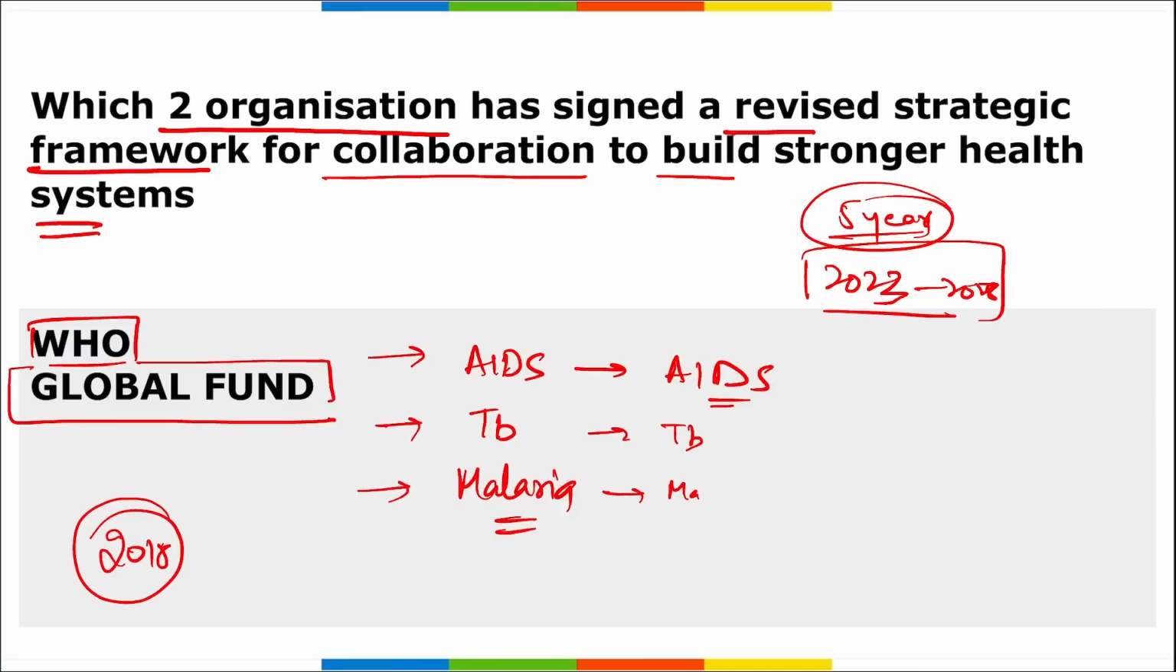Through this framework, WHO and Global Fund will be leveraging their comparative strengths across 35 areas of collaboration, which have been divided into 4 strategies. It will be your health policy, advocacy and health governance, health products, and technical support and capacity building.